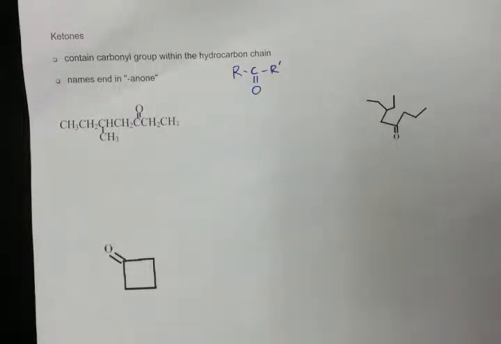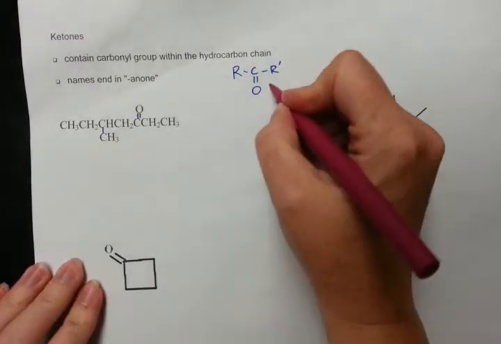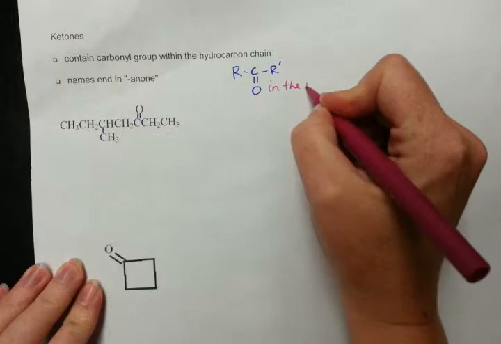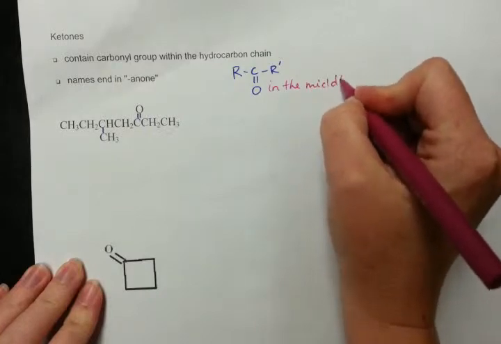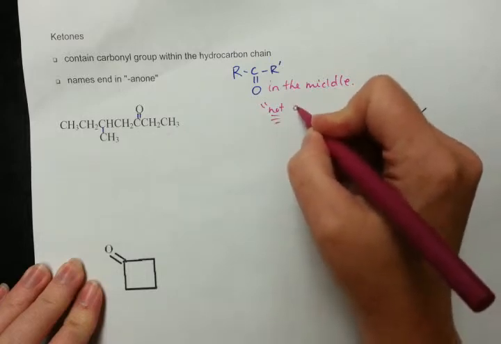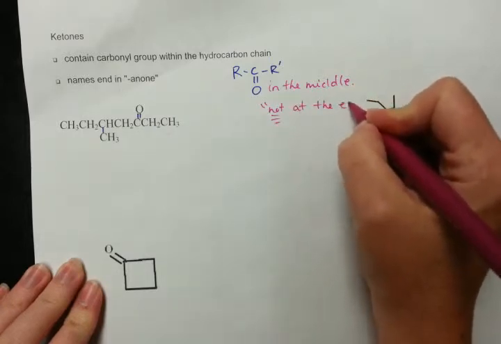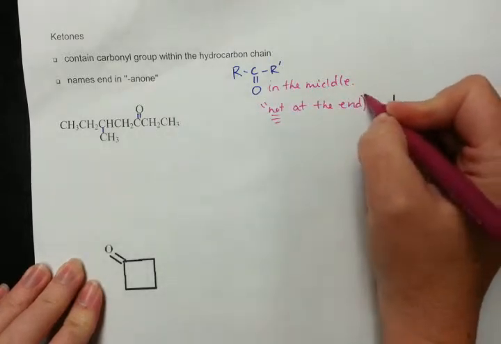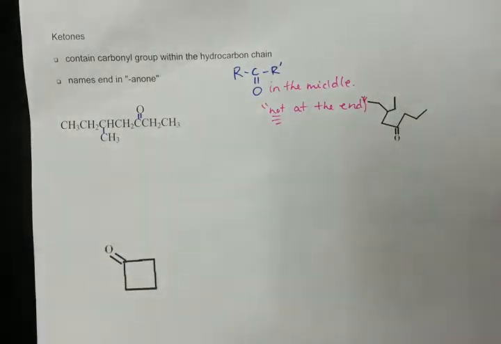A ketone, much like the aldehydes, has a carbonyl group present in the hydrocarbon chain. The difference from the aldehyde is that the ketone carbonyl group takes place in the middle. So, not at the end. Because that double bond to an oxygen is in the middle of the hydrocarbon chain, the properties are different, and therefore we will give it a different name.